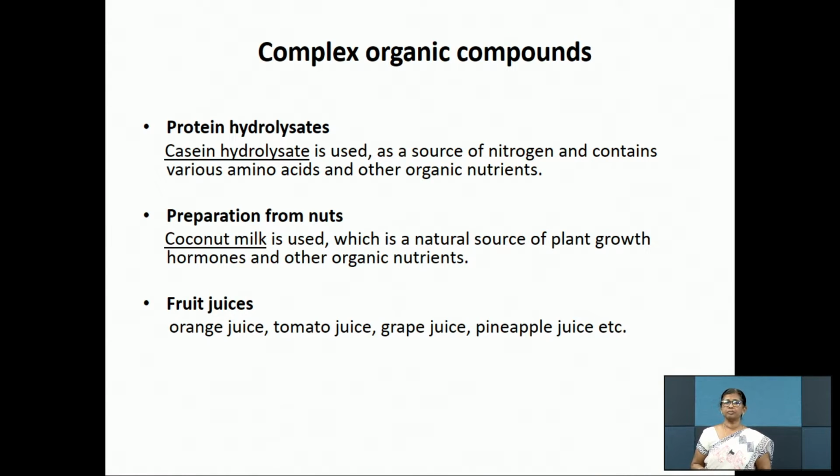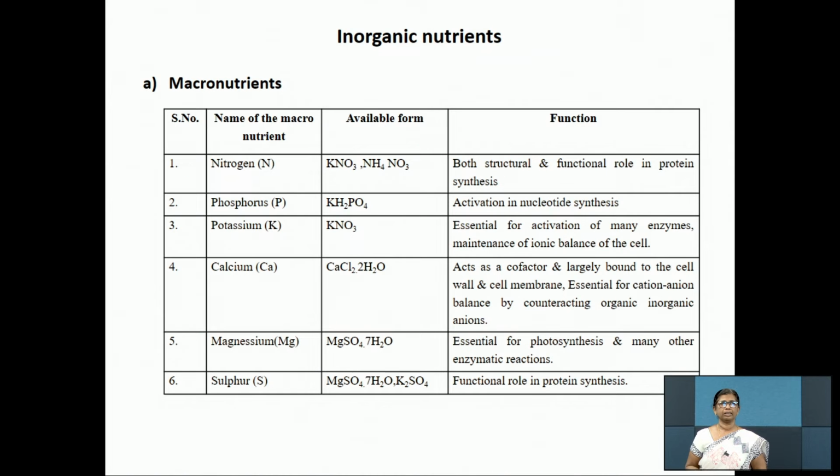Then preparations from nuts, especially coconut milk. It is also a source of plant growth hormones and other organic nutrients. Then fruit juices like orange juice, tomato juice, grape juice and pineapple juice, all these are used as complex organic compounds in plant tissue culture media.